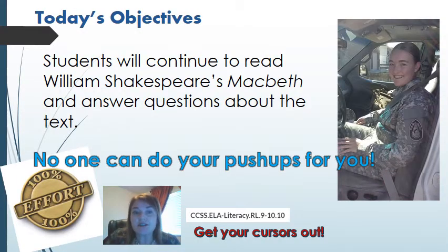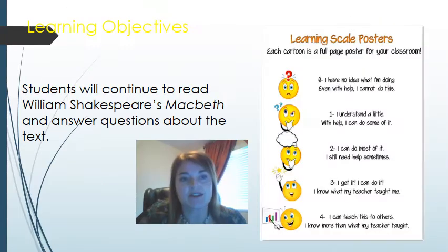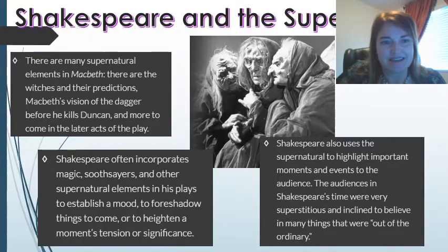Students will continue to read Shakespeare's Macbeth and answer questions about the text. Shakespeare and the supernatural. There are many supernatural elements in Macbeth. There are witches and their predictions, Macbeth's vision of the dagger before he kills Duncan, and more to come in the later acts of the play.